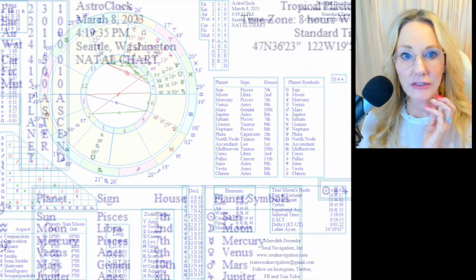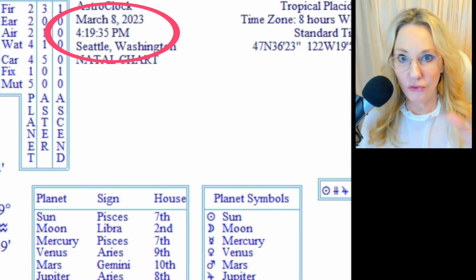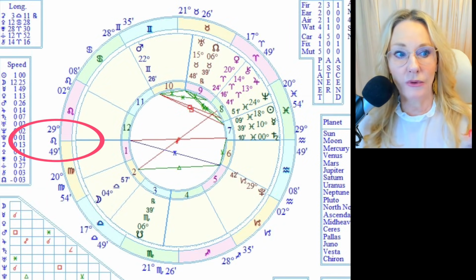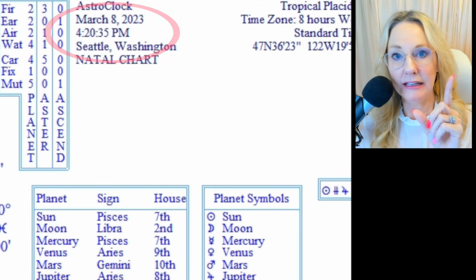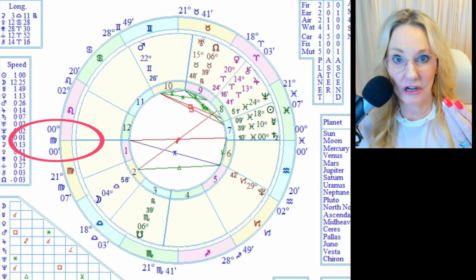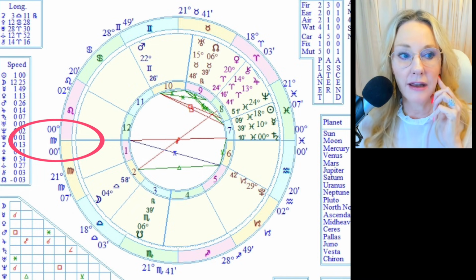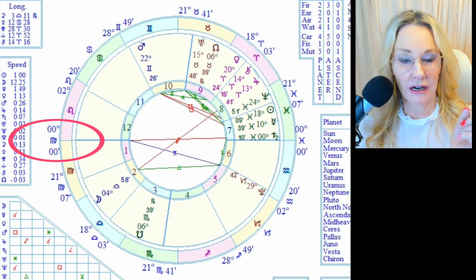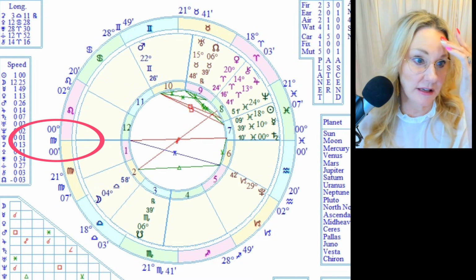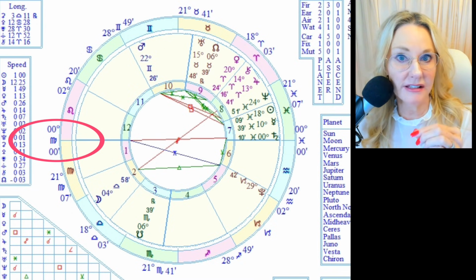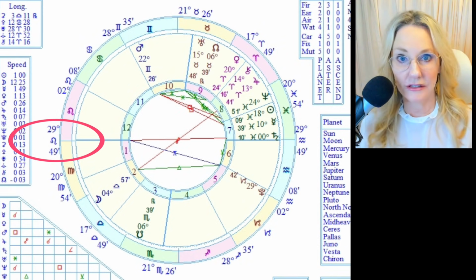Okay, so this is March 8th in Seattle, Washington, and I want to show you the 29th degree versus the 0 degree. So right here, we have 29 degrees. Now you can see at 4:20, it switched from the 29th degree to 0 degrees. Do you see it right here where it says 0, 0? Now, this is very, very clear, right? And this is extremely different at 0 degrees rising than 29 degrees rising.